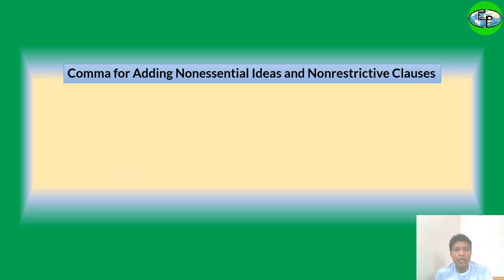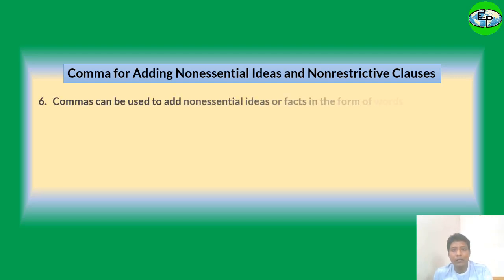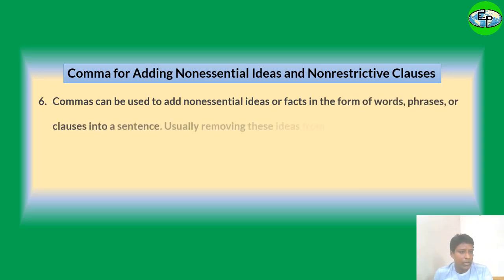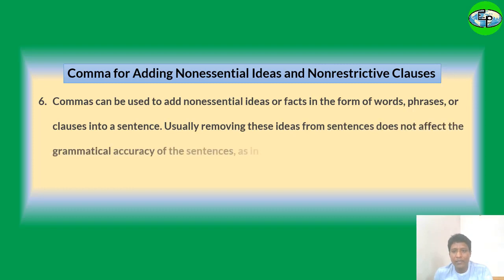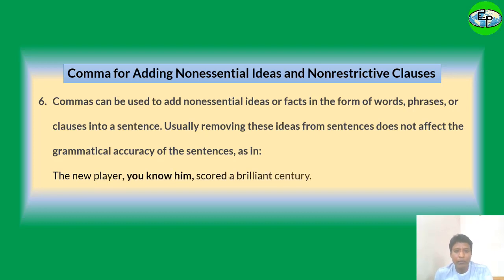Comma after adding non-essential ideas and non-restrictive clauses. Number 6. Commas can be used to add non-essential ideas or facts in the form of words, phrases, or clauses into a sentence. Easily removing these ideas from sentences doesn't affect the grammatical accuracy of the sentences, as in, the new player, you know him, is called a brilliant century.